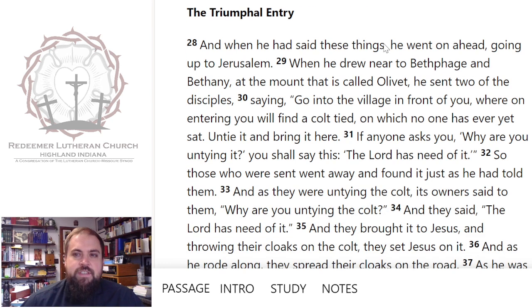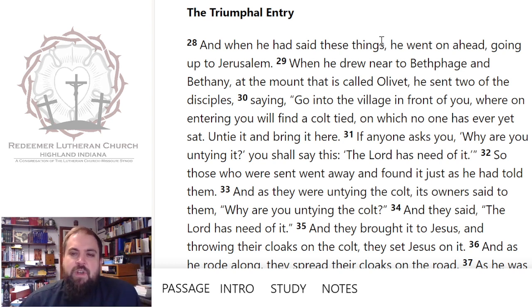And when Jesus had said these things, he went on ahead, going up to Jerusalem. When he drew near to Bethphage and Bethany, at the mount that is called Olivet, he sent two of the disciples, saying, "Go into the village in front of you, where on entering you'll find a colt tied, on which no one has ever yet sat. Untie it and bring it here. If anyone asks you, 'Why are you untying it?' you shall say this, 'The Lord has need of it.'"